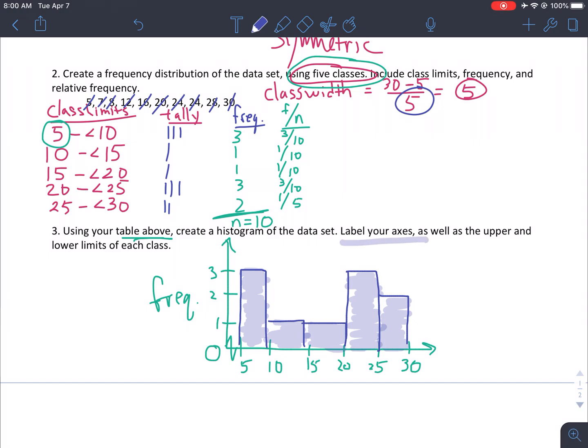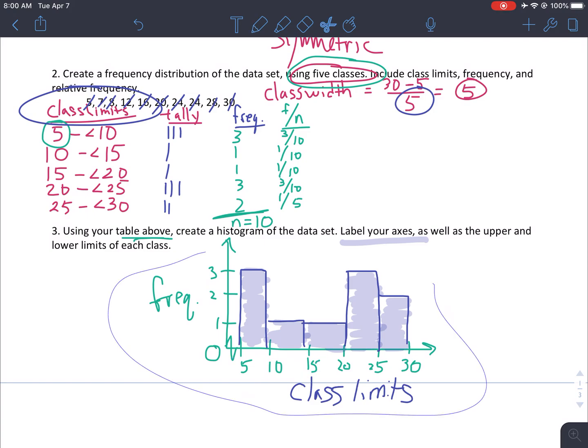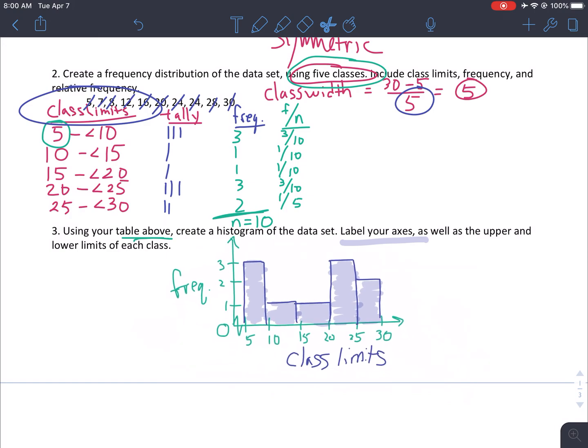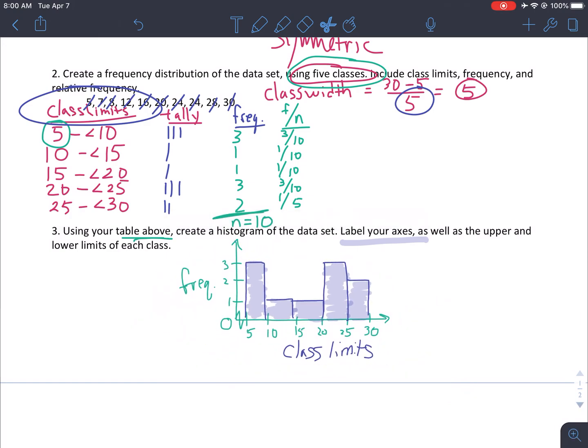We labeled the vertical axis frequency. We don't know what this data is, so on the horizontal axis we'll just put class limits. And we did label those class limits, 5, 10, 15, and so on. We have done everything that the question requires. Moving on.